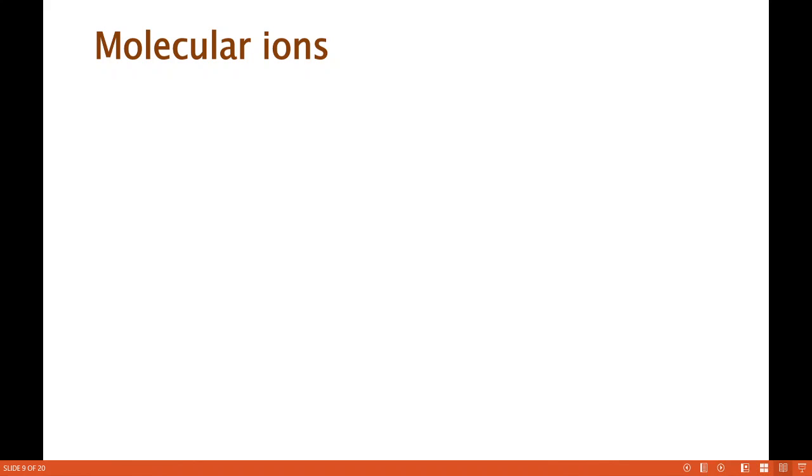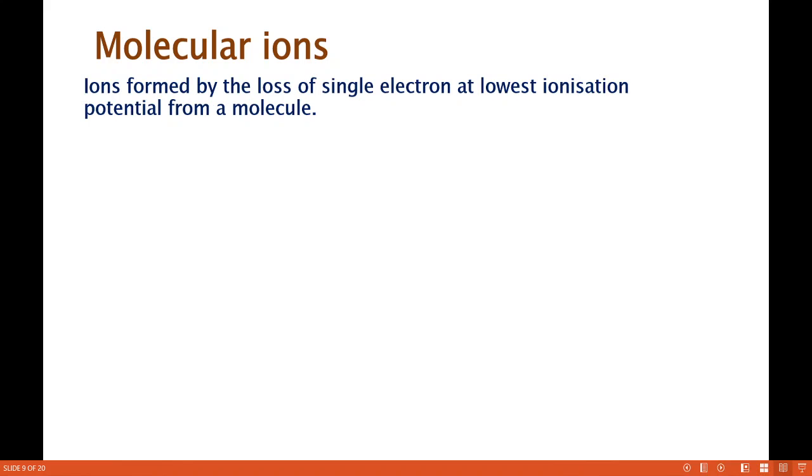We have discussed these molecular ions in the first lecture also. These ions are formed by the loss of a single electron at the lowest ionization potential from a molecule. So here this is a molecule M, having a lone pair of electrons. Electrons are bombarded on this molecule and remove one electron from it. So one radical cation is obtained and two electrons are released. This form is called the molecular ion. We have seen this part in the first lecture also.